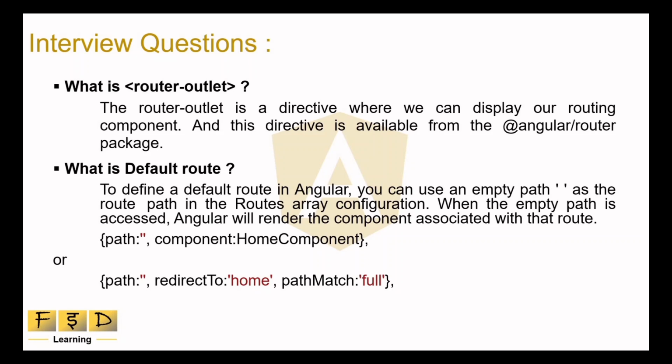Next question is, what is default route or empty route? To define default route in Angular, we can use an empty path as the root path in the routes array configuration. When the empty path is accessed, Angular will render the component associated with that route. As we discussed in the practical, we can define default route in two ways. The first is, we can specify the empty path and component, and we can add the component where we want to redirect our application. And the second way is we need to mention the redirectTo with path name, and the value of pathMatch is full.